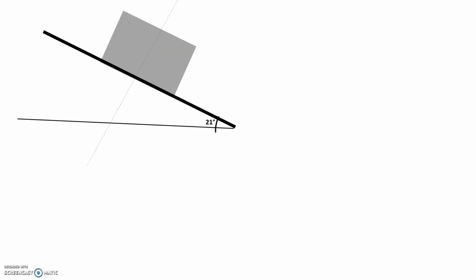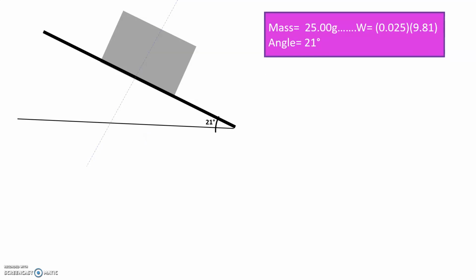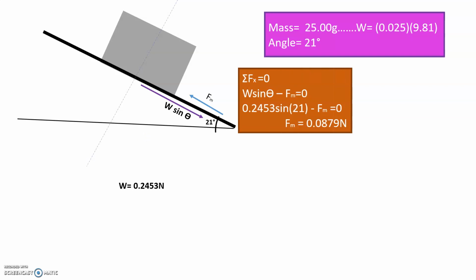Okay, so for the calculations, we will make the summation of forces in x and y equal to 0. But before that, we have the mass of the object multiplied by gravity, which is W equal to 0.2453 Newton. As I said, we will make the summation of forces in x and y. So for the x direction, we have the W sine theta and also the static friction force Fm. And this is the calculation.